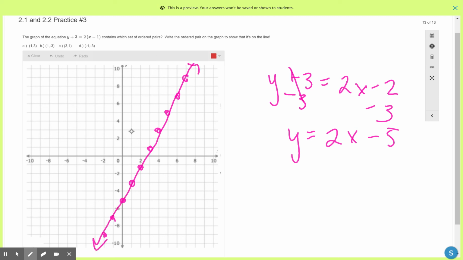And now plot 1, 3. 1, 3 is not there. 1, -3 is. 3, 1 is, and then -1, -3 is not.